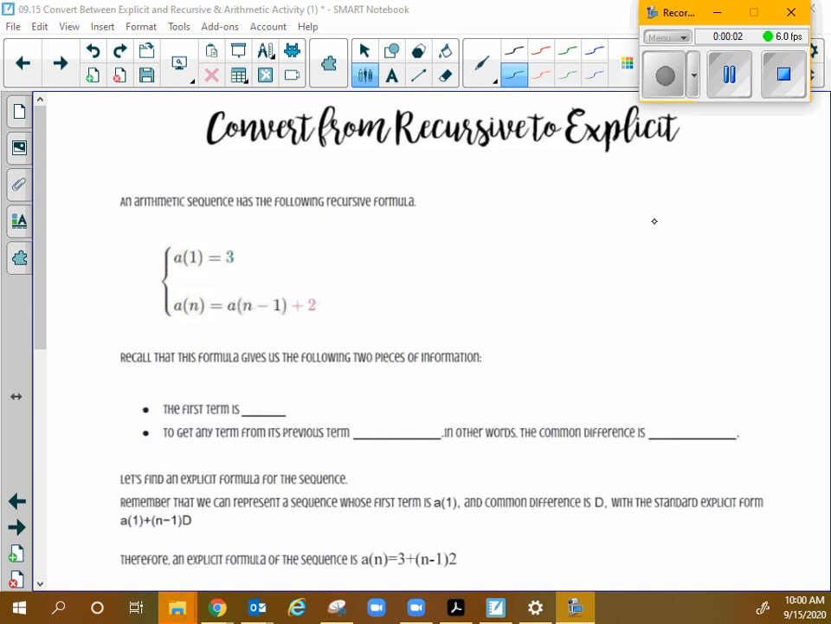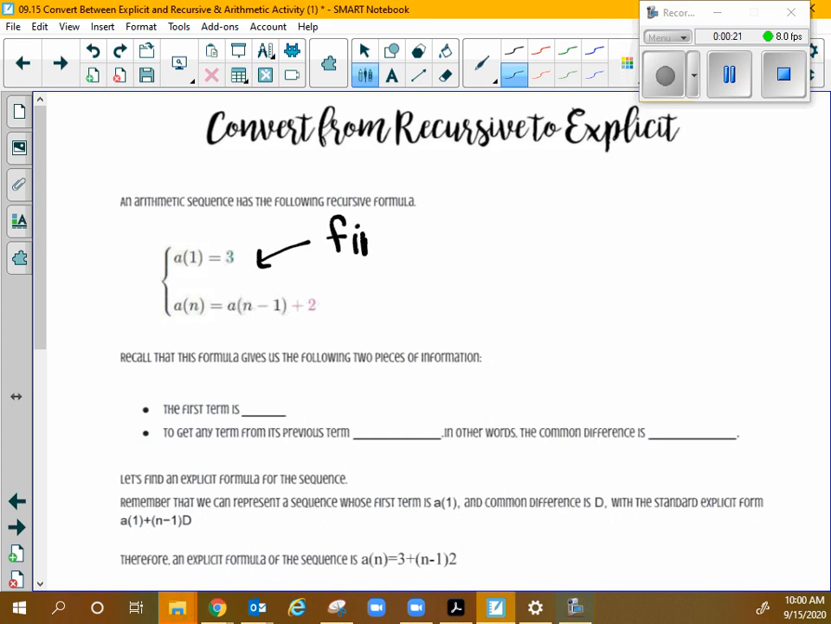Write from one to the other. So we're going to start with recursive to explicit. So what does recursive give you? Like what does this first line tell me? The first term. Okay, so we know the first term is 3.